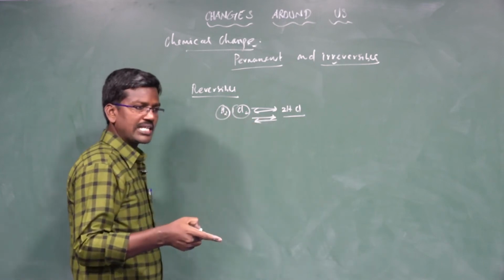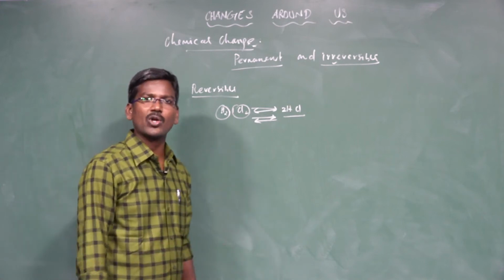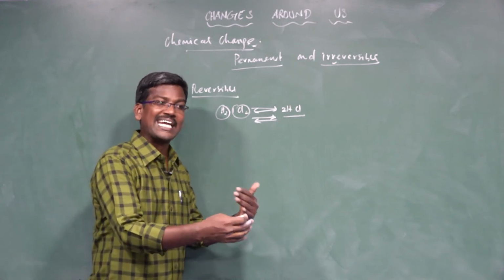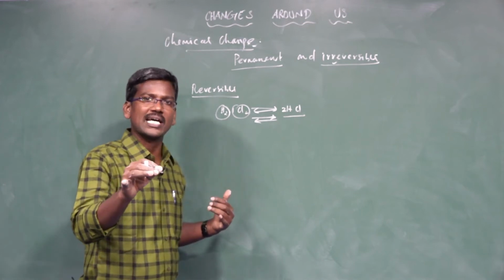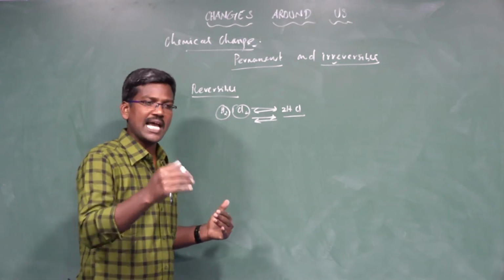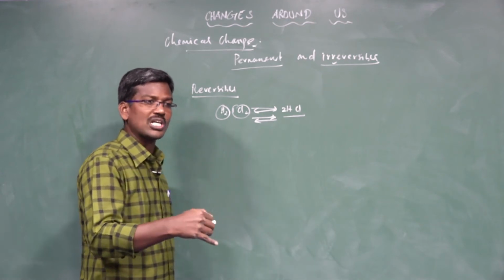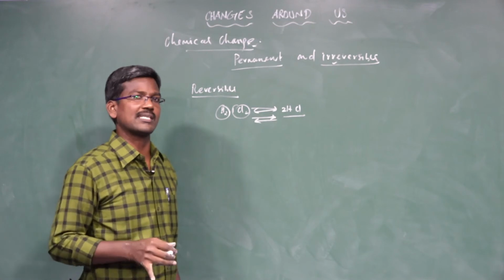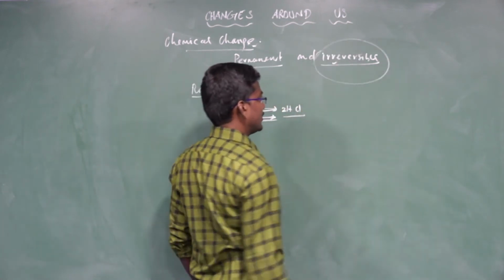The forward arrow indicates the reactant can be converted into product. The backward arrow indicates the product again recombines to form the original reactant. This process is known as a reversible process. Reactant can be converted to product and again recombine to form the original reactant, known as a reversible reaction. What is the meaning of irreversible?